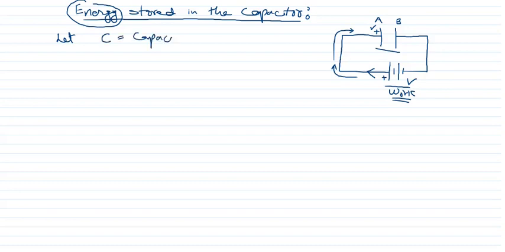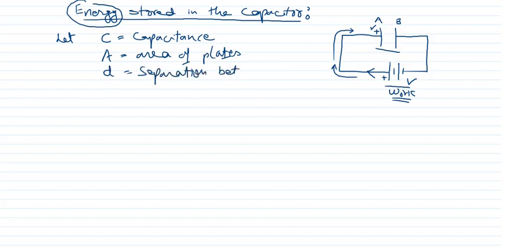with capacitance C, area of plates A, and d is the separation between plates, and between the plates there is vacuum or air. So therefore capacitance can be given by the formula A epsilon naught upon d.